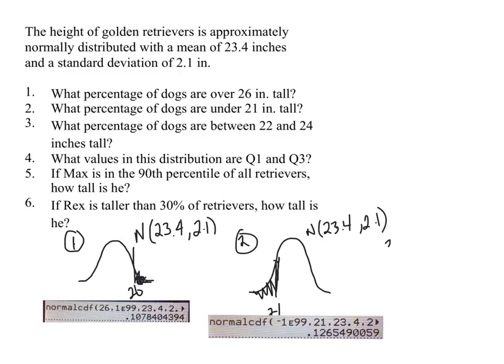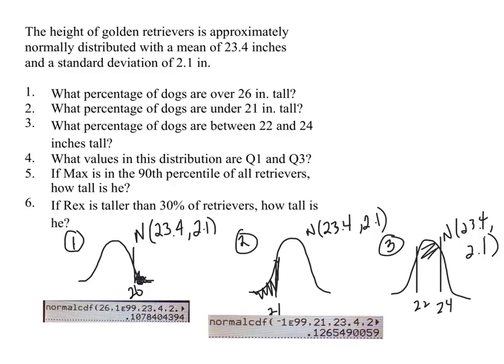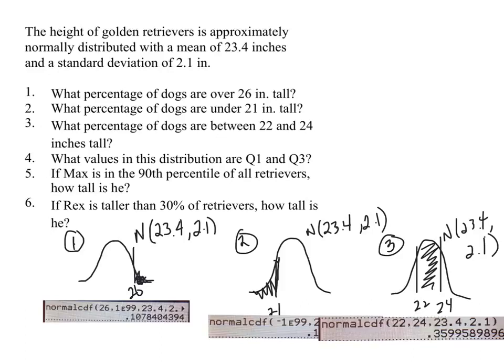All right, number three, what percentage of dogs are between 22 and 24? Draw my curve, normal, 23.4, 2.1, and we'll put 22 and 24. Here I just plopped this in. We got normal CDF. The lower bound was 22, the upper bound was 24, and of course mean and standard deviation. So we got 36%.